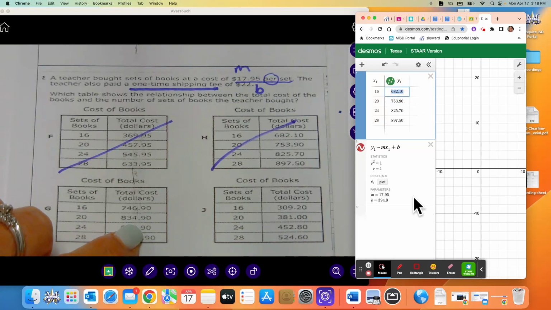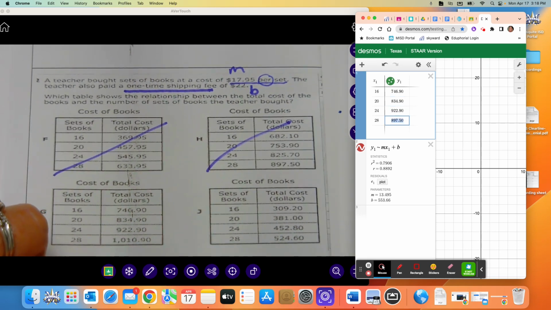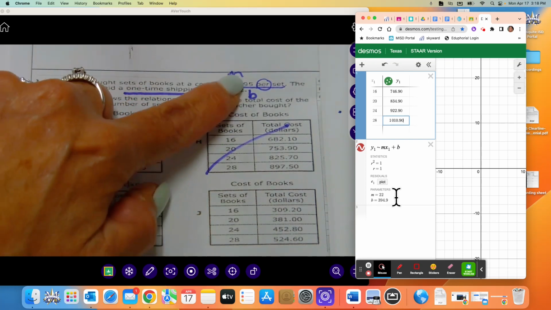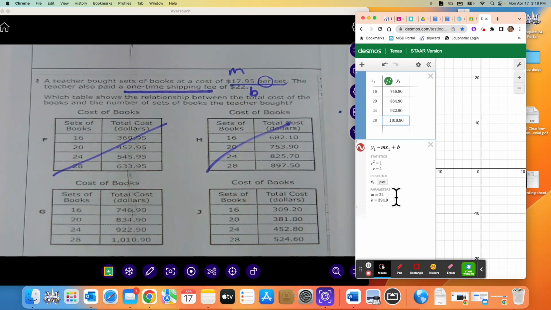Okay. So I'm going to highlight that and I'm going to retype 746.90, 834.90, 922.90, and 1010.90. Okay. So for M, I get 22. Well, that's not what I'm supposed to get. Neither one of those numbers are right. So it's not this one.